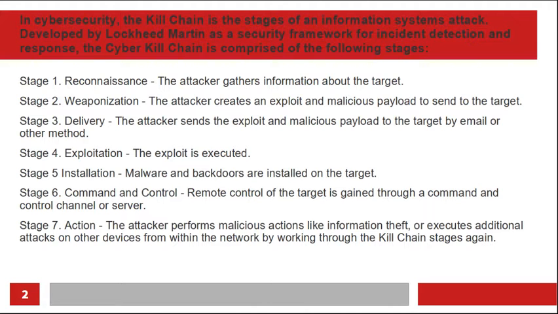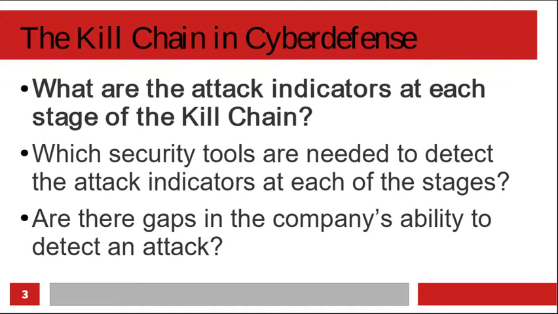Stage 7. Action. The attacker performs malicious actions like information theft, or executes additional attacks on other devices from within the network by working through the kill chain stages again. To defend against the kill chain, network security defenses are designed around the stages of the kill chain.